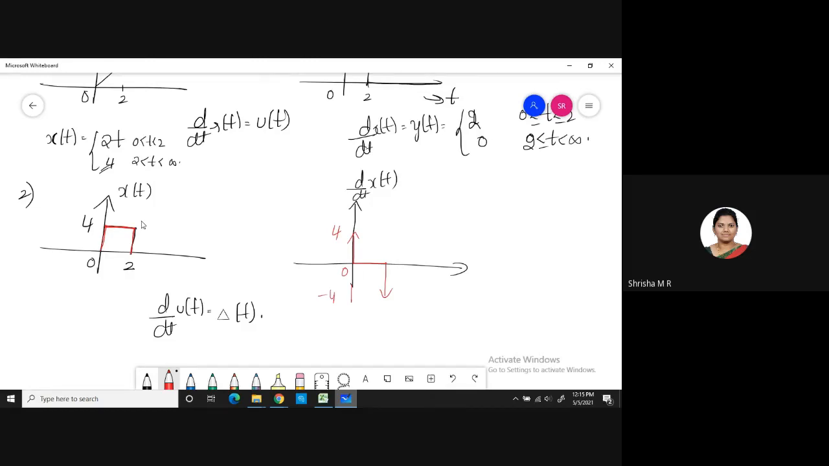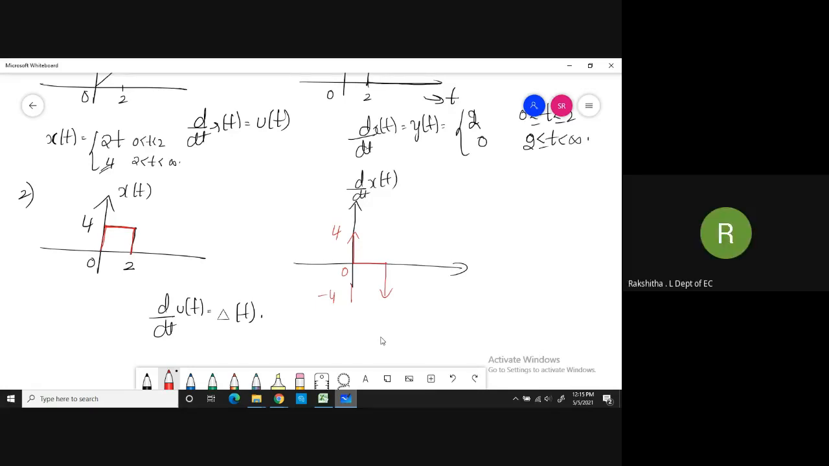Got it? Here the signal is increasing from 0 to 4, so we have an impulse from 0 to 4. Again the signal is constant, so I'm coming back to 0, it's constant. Again it's 4 steps downwards. At 2 it's decreasing the unit step, so here the impulse will be 4 steps downwards from 0. Got it, everyone?